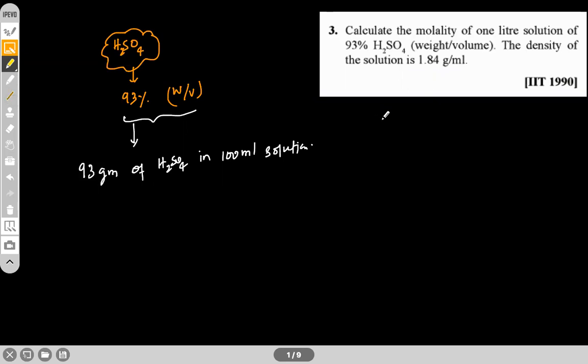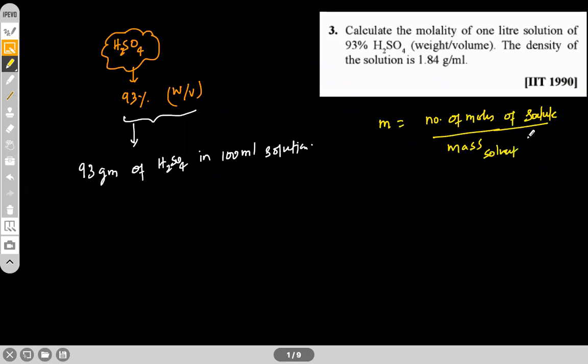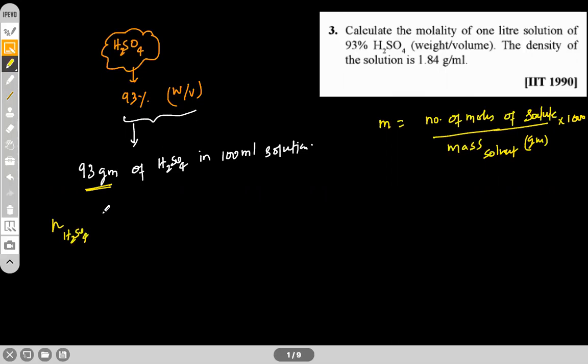So obviously, since molality we need to find out, molality is equal to number of moles of solute divided by mass of solvent, if it is in gram, then into 1000. This is the formula we have. So number of moles of solute we can easily find out because mass of solute is given, 93 gram. So number of moles of H2SO4 is 93 divided by molecular mass of H2SO4, that is 98 moles.